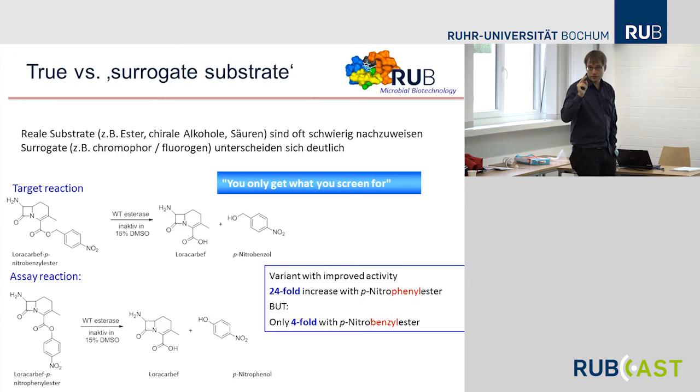So this is exactly the case of what you said. This one was synthetically available, but difficult to detect. So they said, we have a surrogate compound. And they got a 24-fold increased variant with the nitrophenyl ester, which was only 4-fold increased with that one. So what is the difference between these two compounds chemically?